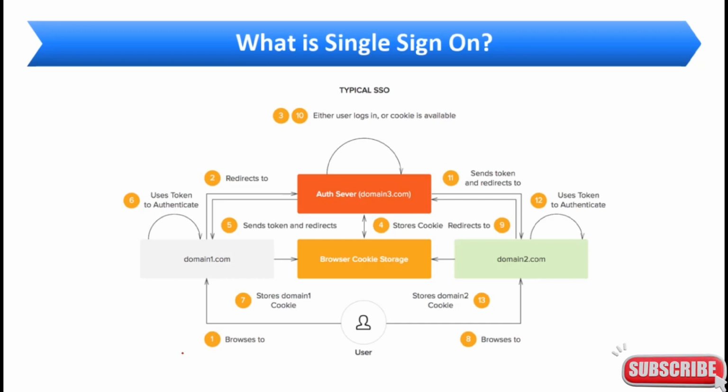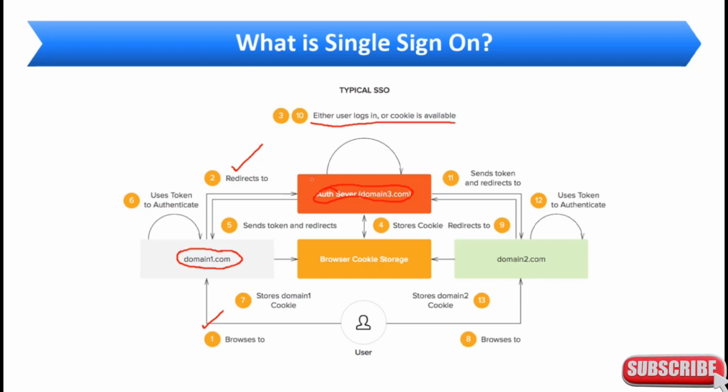So let us have a look at this example. First, watch it. User browses to this website, domain 1. Well done, I've drawn a good oval shape. Now when the user tries to access or log into his account in domain 1, domain 1 redirects this to the authentication server that we just saw in the last image. Now, this authentication server checks whether the user logs in or the cookie is available, as I said, in the browser itself.